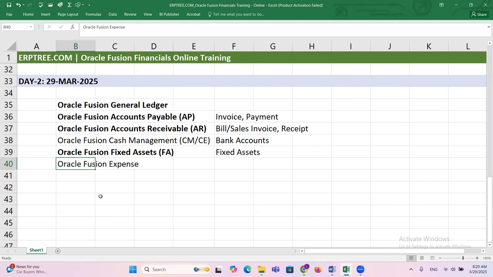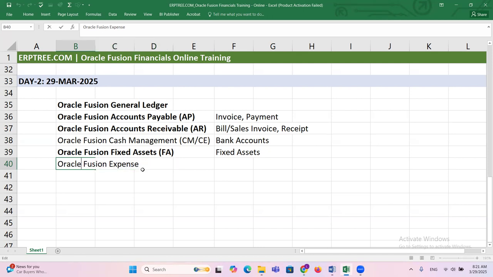Or say an employee is traveling from one location to another on official work, or it could be some project related travel. In that case, the employee will incur some expenses, and the company will say, you may spend from your pocket and submit the bills and we will reimburse those expenses. In that case, the employee will book all the expenses by using this application, the Oracle Fusion Expense.